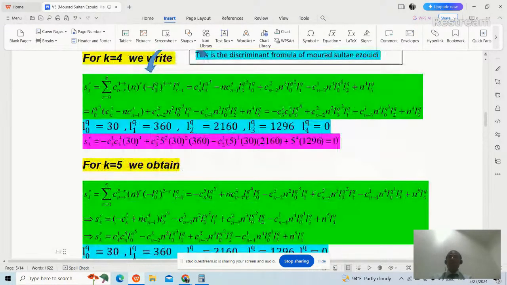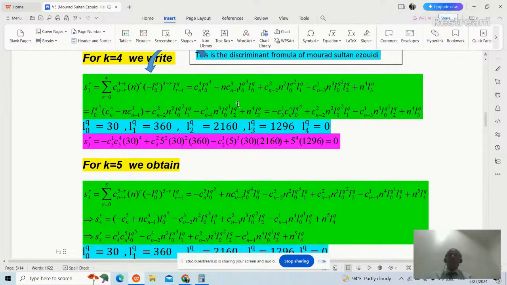So, learners, if you are going to use the segment formula of Mourad Sultan Ezouidi for S3, this S3 is available for any polynomial to the power n, not only 3 or 2 or 4. The polynomial to the power 3 is clear, I already did this so many times, maybe not on YouTube, but in my books.